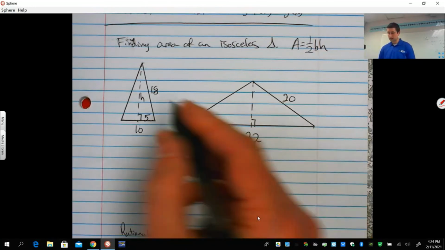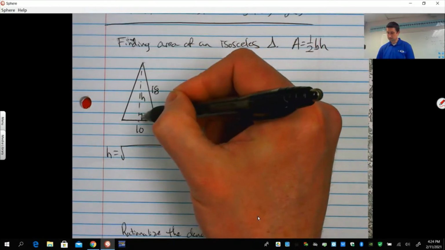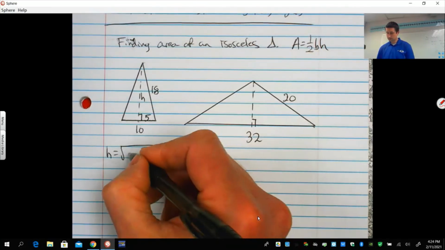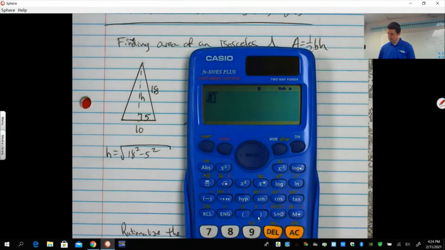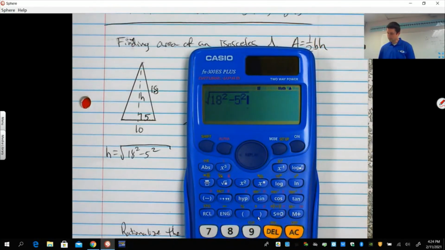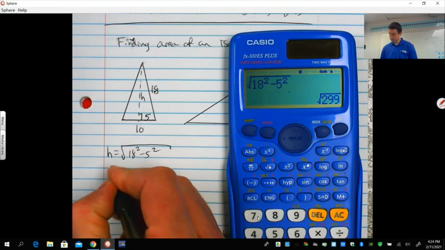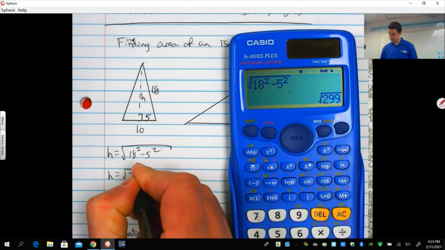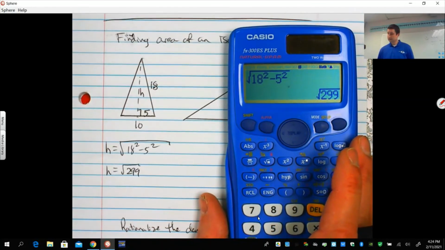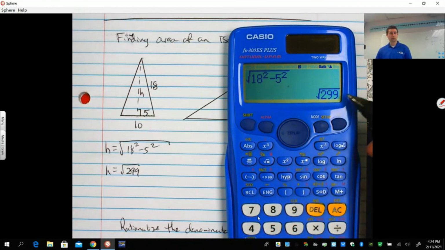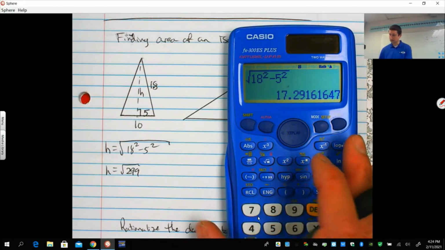So when you're looking for your height, you see the right triangle there? The height is the square root of 18 squared minus 5 squared. So 18 squared minus 5 squared. Square root of 299. Okay, that's a unique number there. So when they want these answers, if they wanted an exact, we're going to have to keep square roots. If they want an approximation, then when we're done, we're going to round it. Okay, about 17.3 for that height.